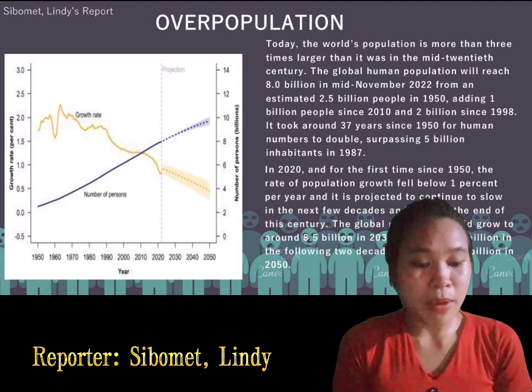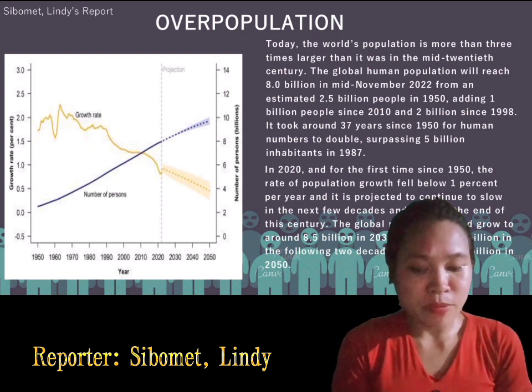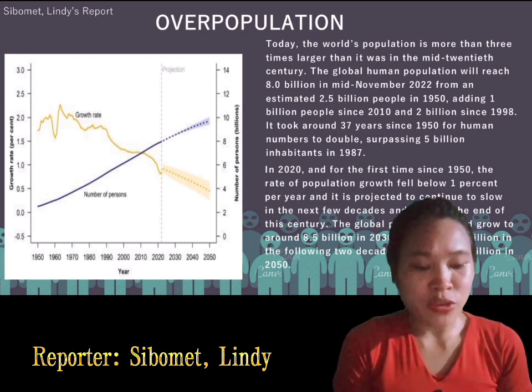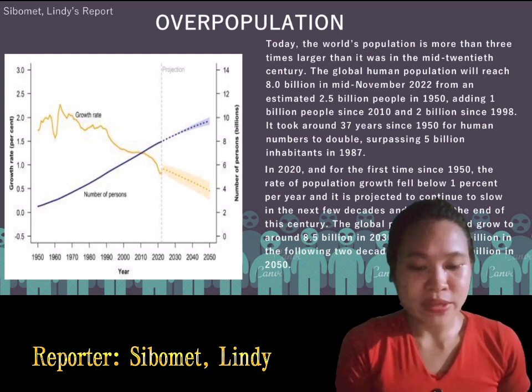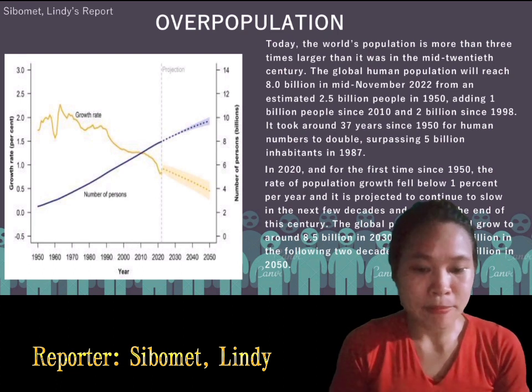Today, the world's population is more than 3 times larger than it was in the mid-20th century. The global human population will reach 8 billion in mid-November 2022, from an estimated 2.5 billion people in 1950, adding 1 billion people since 2010 and 2 billion since 1998. It took around 37 years since 1950 for human numbers to double, surpassing 5 billion inhabitants in 1987.